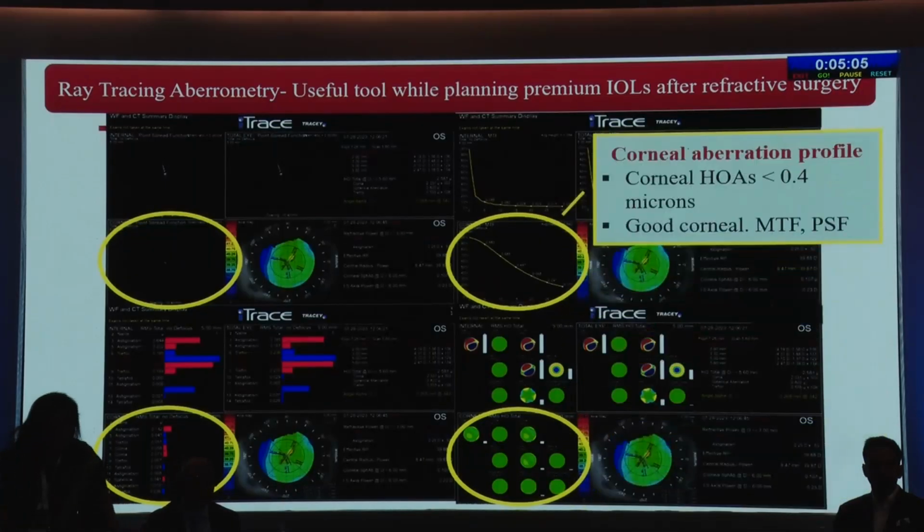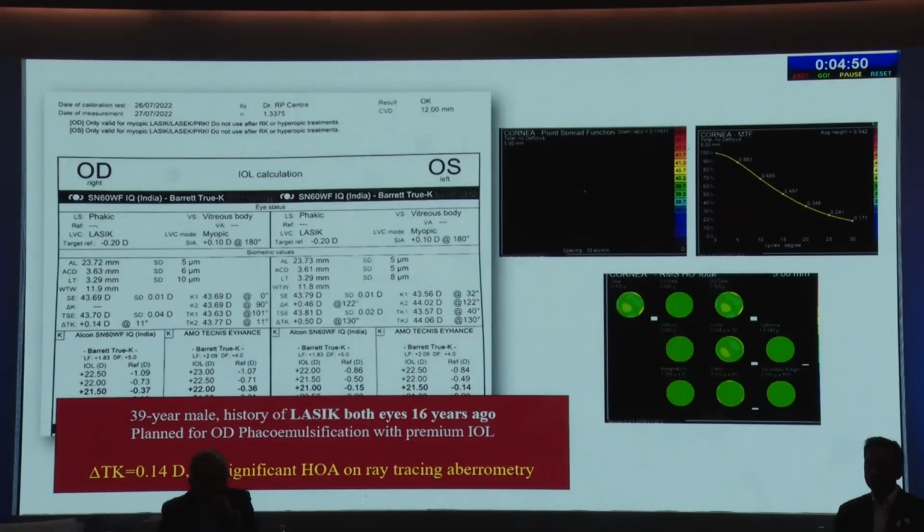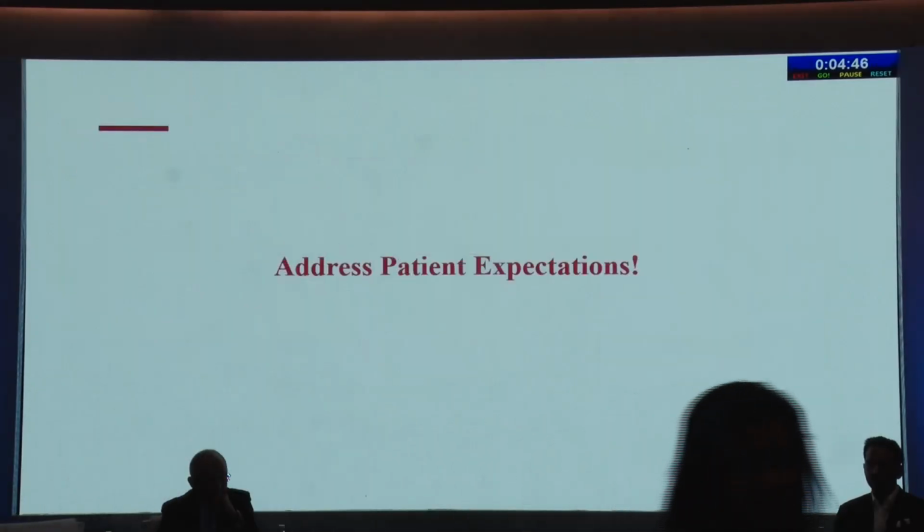So ray tracing aberrometry is a useful tool while planning premium IOLs after refractive surgery. And in case you have lower higher order aberrations, less than 0.4 micron, good corneal modulation transfer function and point spread, you can plan, like in this case, a toric IOL. And in this case, address patient expectations, under-promise and over-deliver.